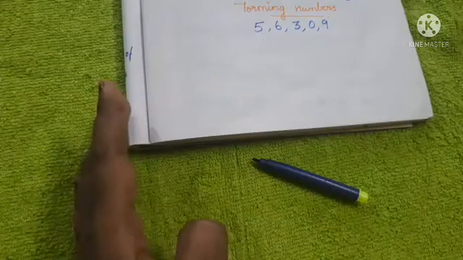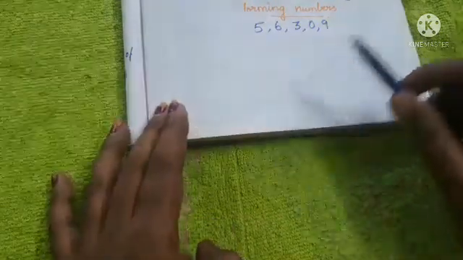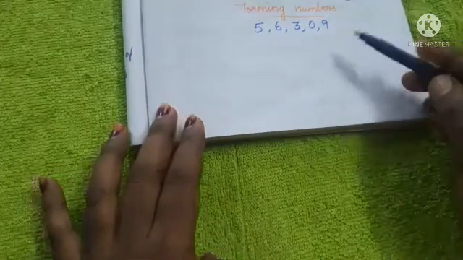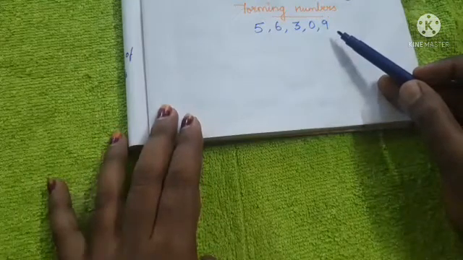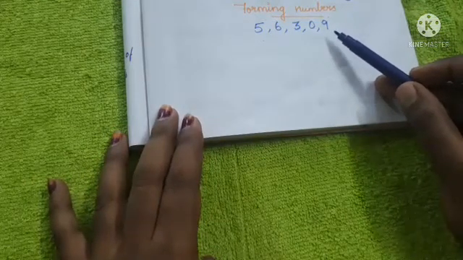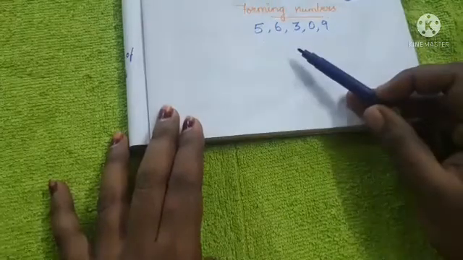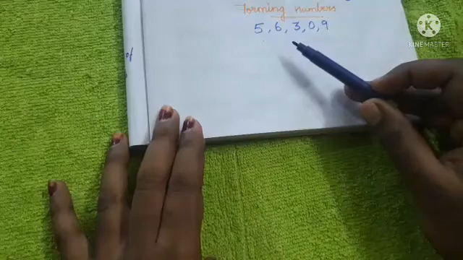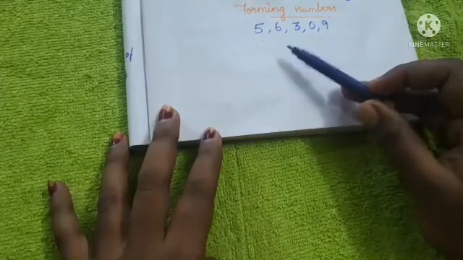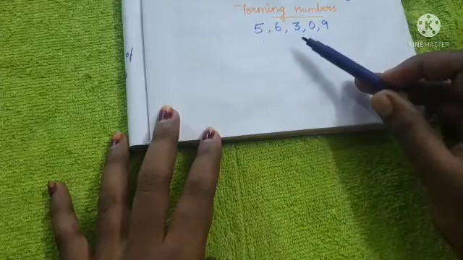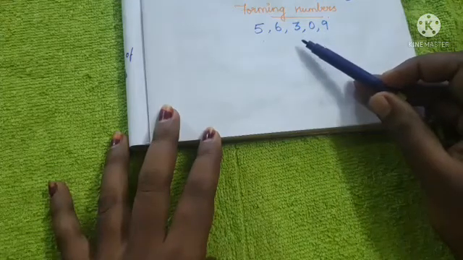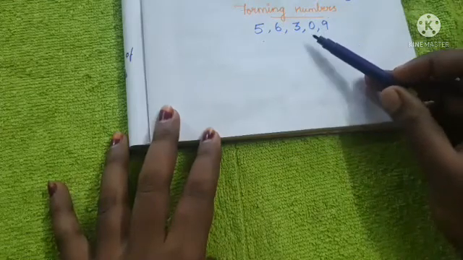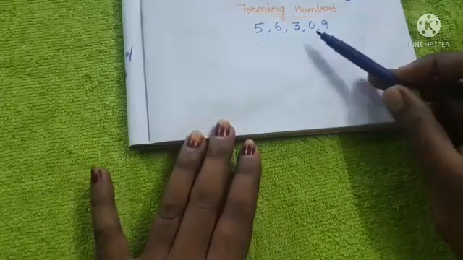From here, can you say which is the greatest digit? Yes, you are correct. 9 is the greatest digit. Then next to the 9, the smaller number is 6. The next to the 6, which is a smaller one? Yes, 5 is a smaller one. Then next to the 5, 3 is smaller. Then after the 3, which is the next smaller number? Yes, 0 is a smaller number. So 0 is the smallest number.